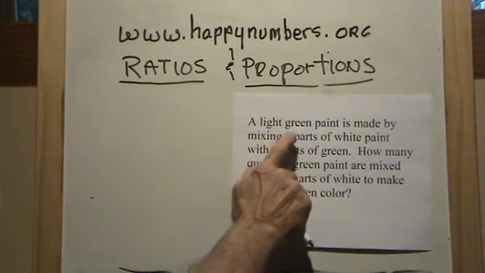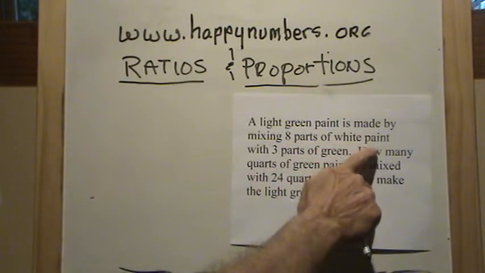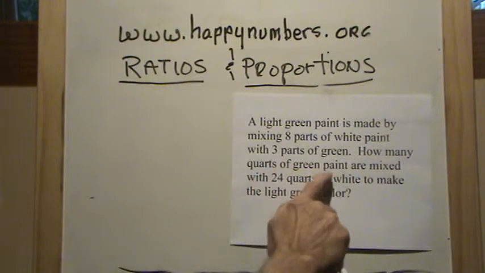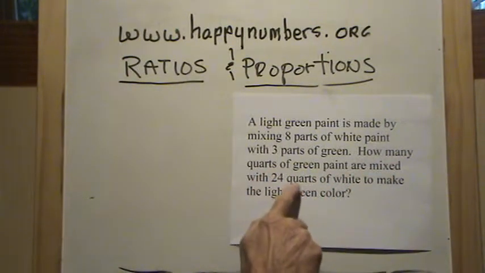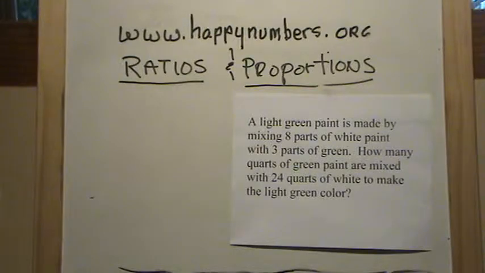A light green paint is made by mixing 8 parts of white paint with 3 parts of green. How many quarts of green paint are mixed with 24 quarts of white to make the light green color? Well, see if you can handle that one. Go ahead and put your video or DVD on pause, work that, and then turn it back on again.